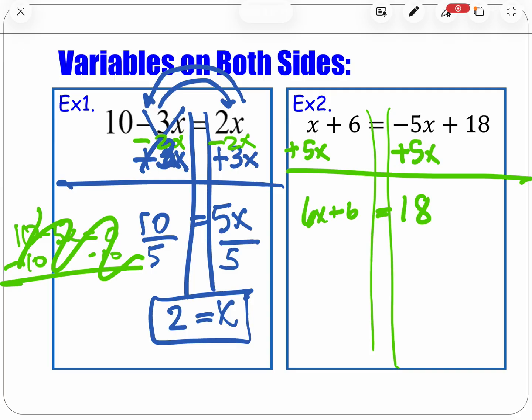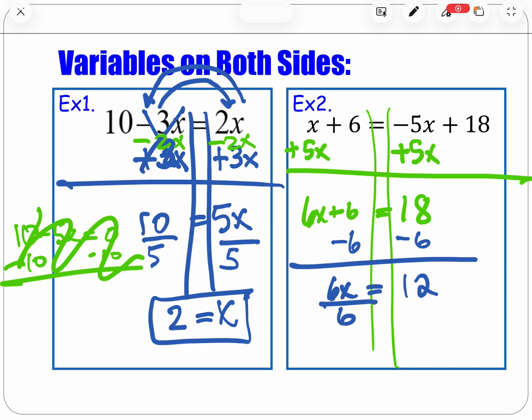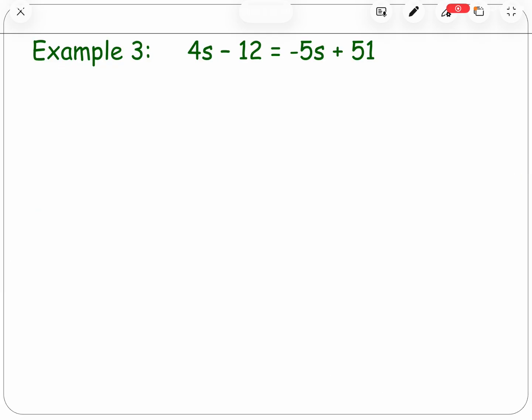Now we've got a basic 2-step equation that everybody should feel pretty confident in solving. Subtract 6 from both sides. 6x equals 12. Divide both sides by 6. x equals 2. Yay or nay? Making sense? Try number 3 by yourself right now. Turn the page.